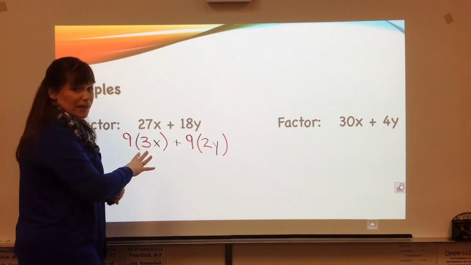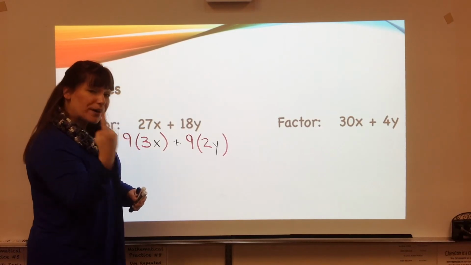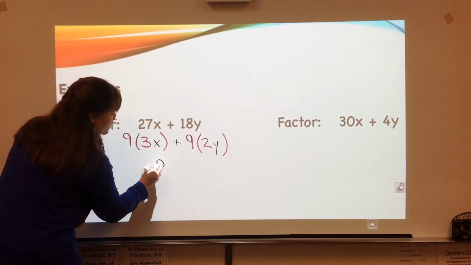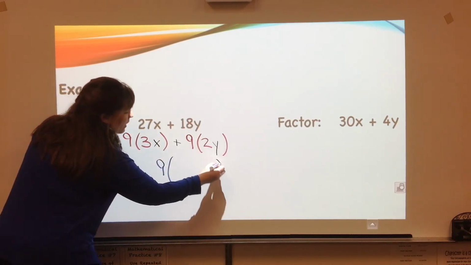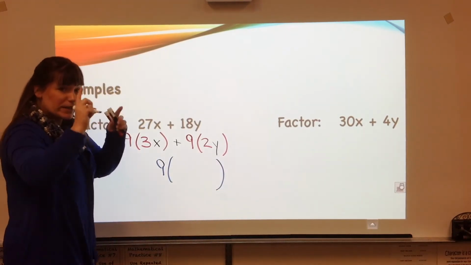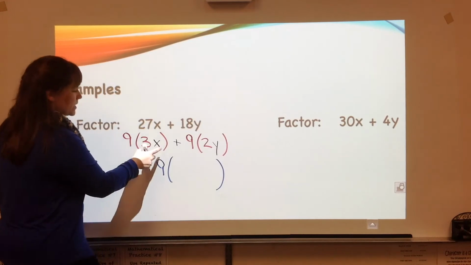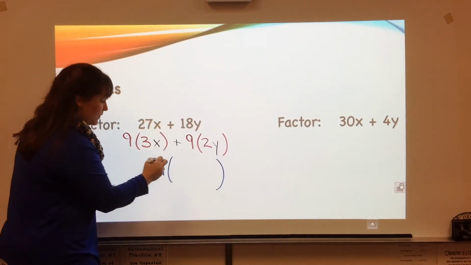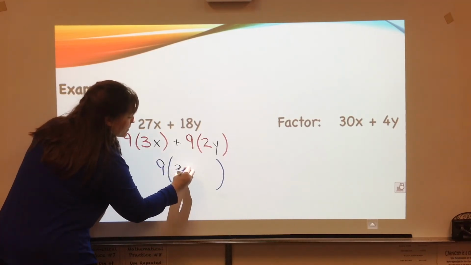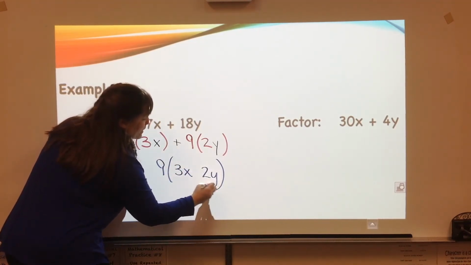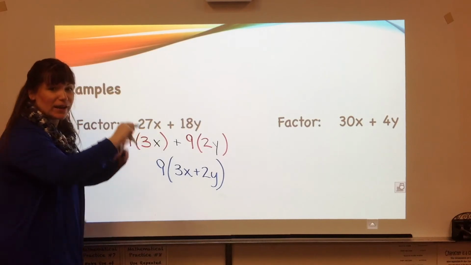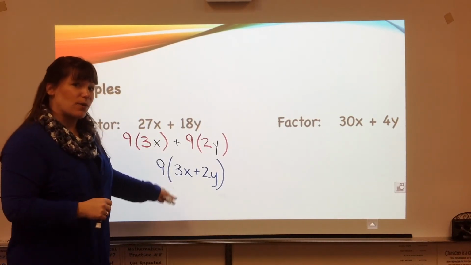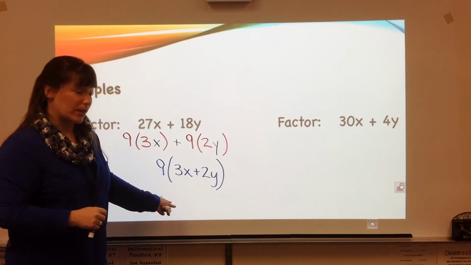I can simplify this by only writing one 9. So I'm going to take my 9 and I'm going to put it on the outside of one set of parentheses. And now I'm going to take these smaller parentheses and combine them. So I'm going to take my 3x and my 2y and add them together inside one parenthesis. So that is how we factor when there's variables in play.